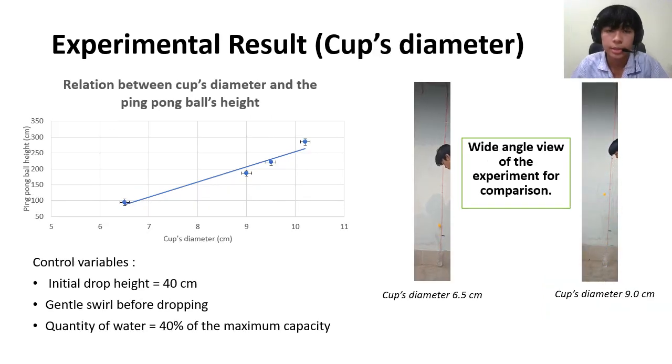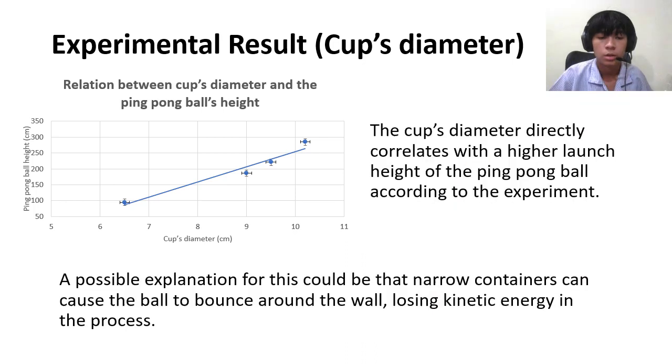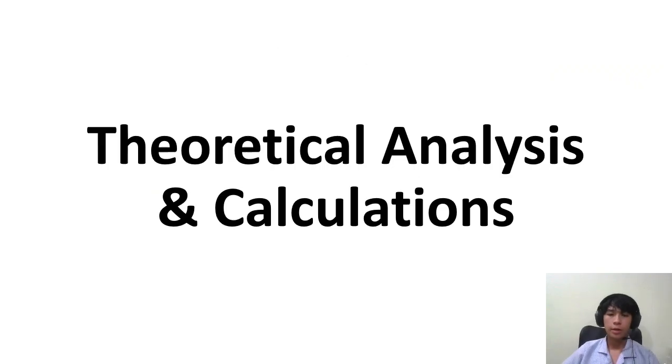And here's the experimental result for different cup diameters. One possible explanation for this is that a narrower container can cause the ball to bounce around more, losing kinetic energy in the process. Next up, we have theoretical analysis and calculations.